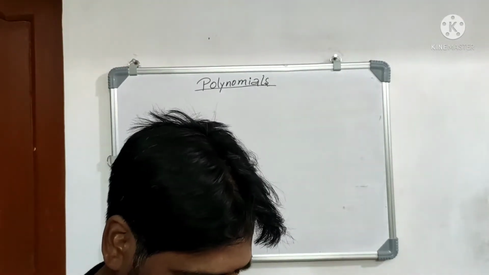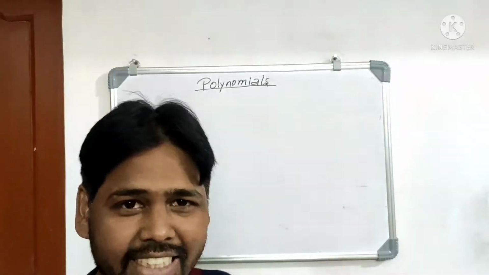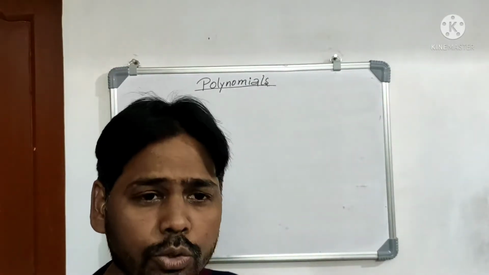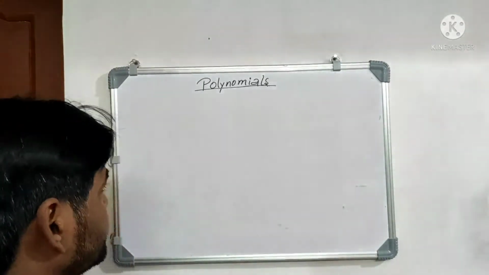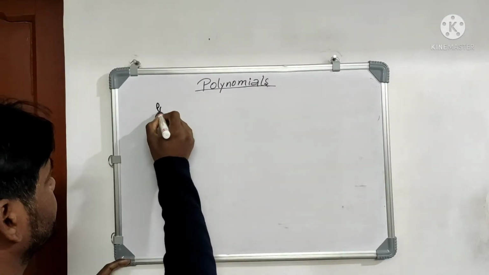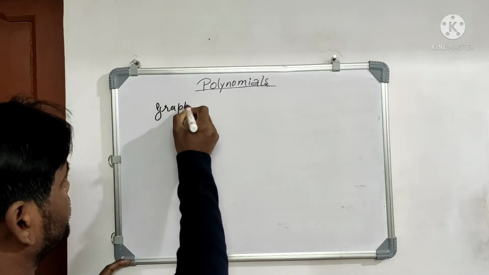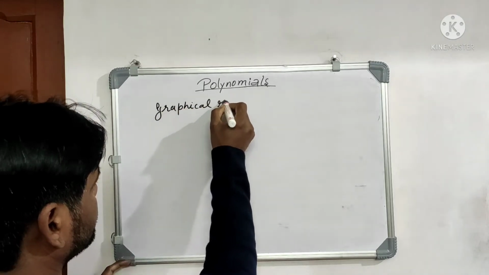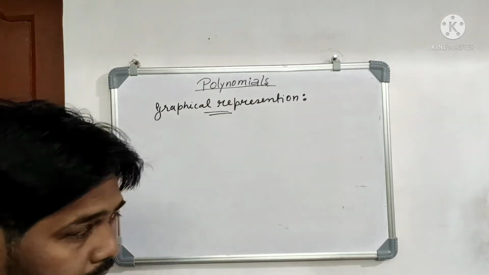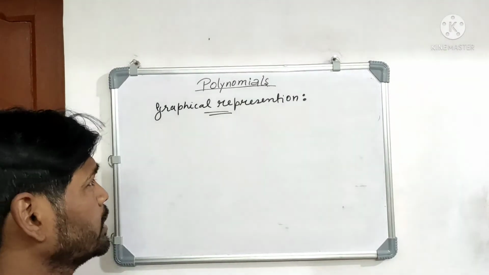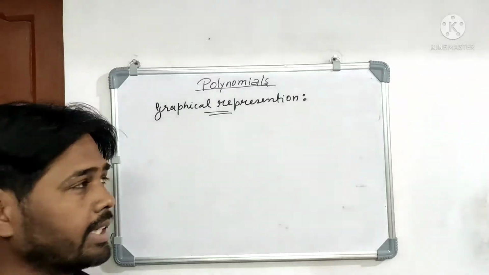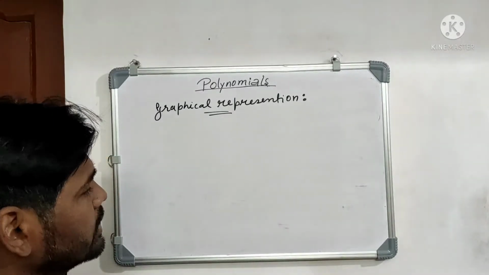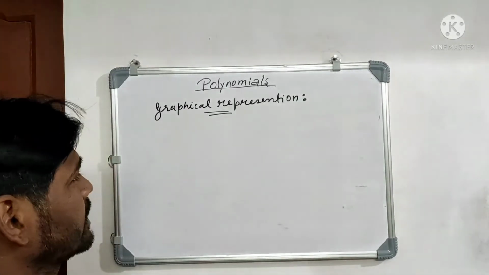Let us not waste the time and start with our second session in polynomials that is associated with the graphical representation of the polynomials. Any of the polynomials could be represented in the form of a graph. And this representation of polynomials in the form of a graph is known as graphical representation.